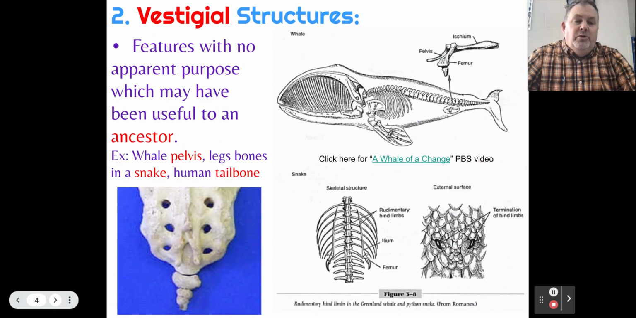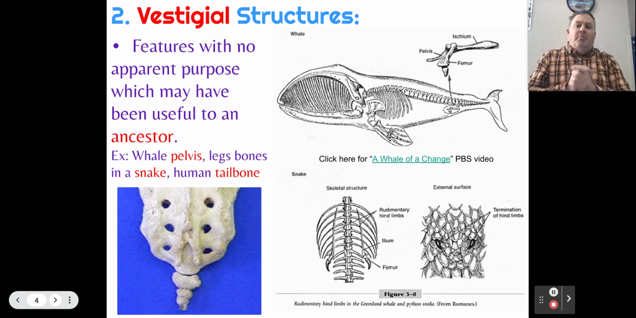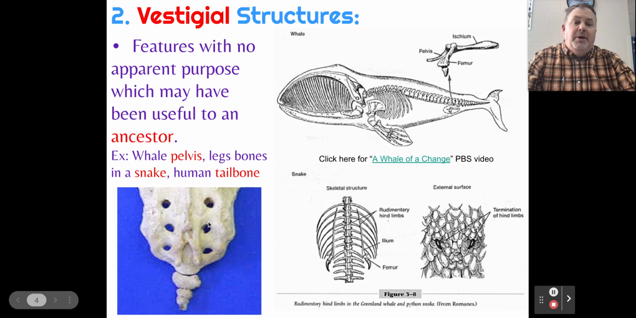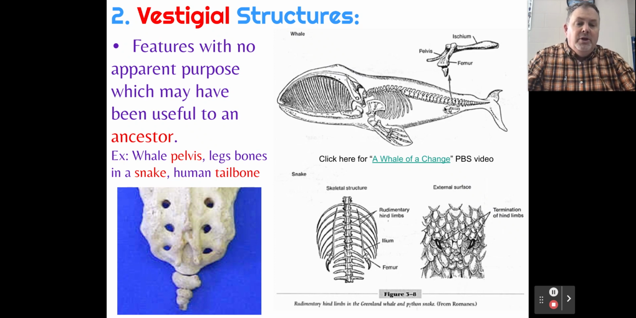Another feature that we use to draw upon, besides homologous structures, are vestigial structures. Vestigial structures are features with no apparent purpose, which may have been useful at a distant ancestor. A common one that we look at, for example, I have that of the whales. Whales have hind limbs. If you look behind here, you can see that there are pelvic bones, but they just don't protrude out of the skin. You'd actually have to remove the skin in order to see them.